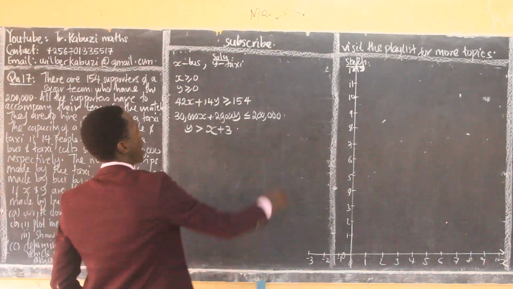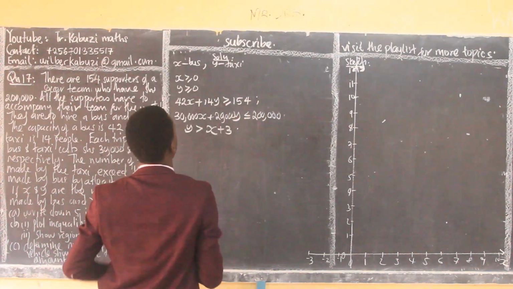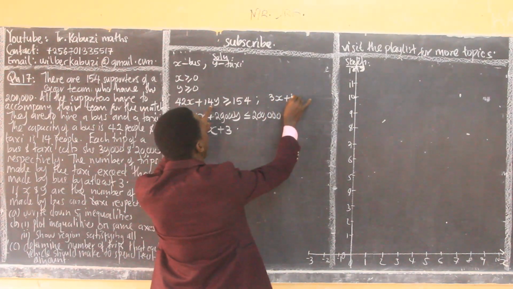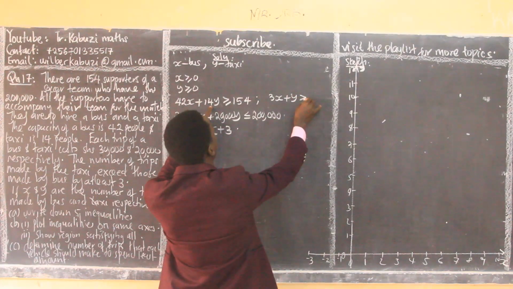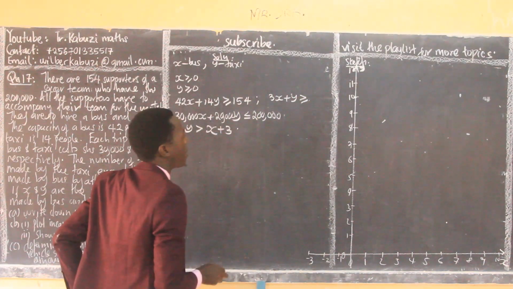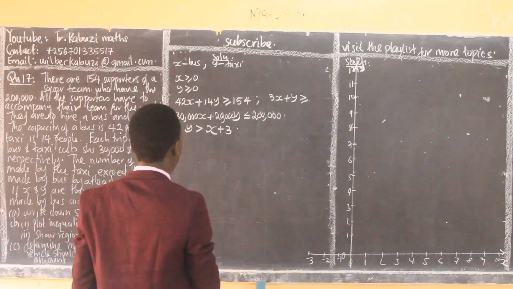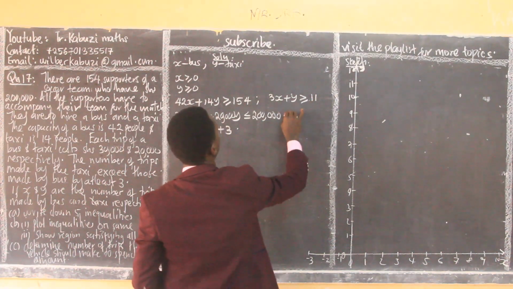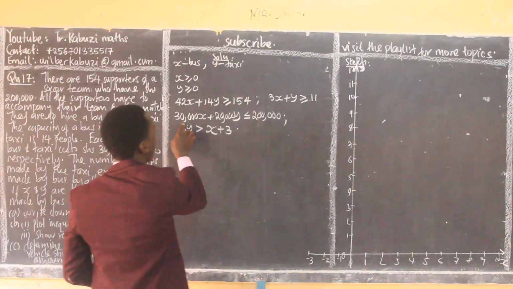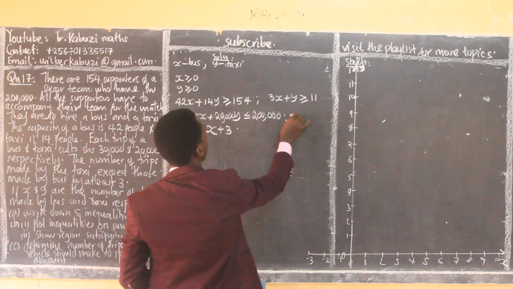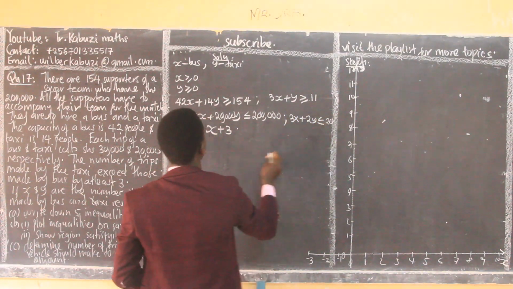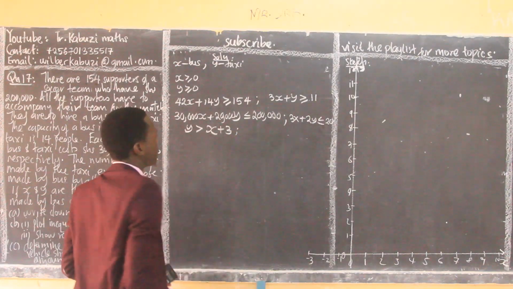To simplify them, this one I can divide through by 14 to get 3X plus Y greater or equal to, if you divide by 14 there, I think you get 11. Then this one, you can divide through by 10,000, and you get 3X plus 2Y less or equal to 20. Then this one is just that.